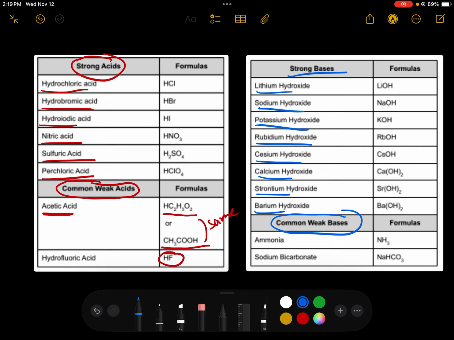Couple of common weak bases, we've got ammonia, which doesn't actually have a hydroxide in it, but it is still basic for reasons that I'll go over later. And then sodium bicarbonate or baking soda, NaHCO3.